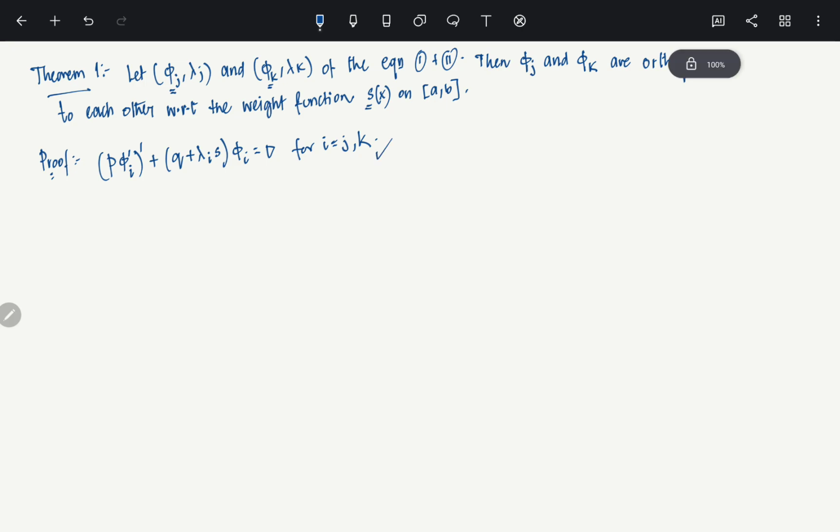Now what I am going to do is, I have two sets of equations here, so I will multiply the first one.